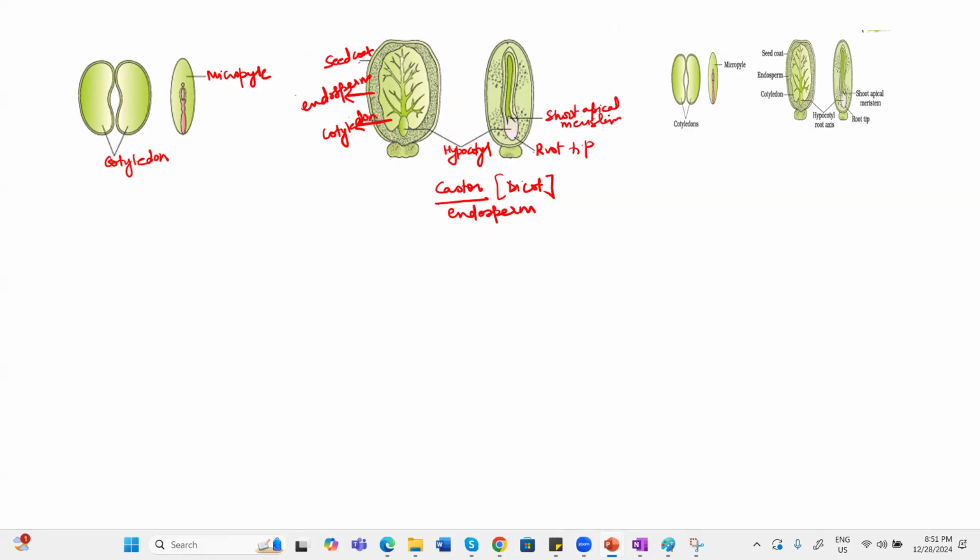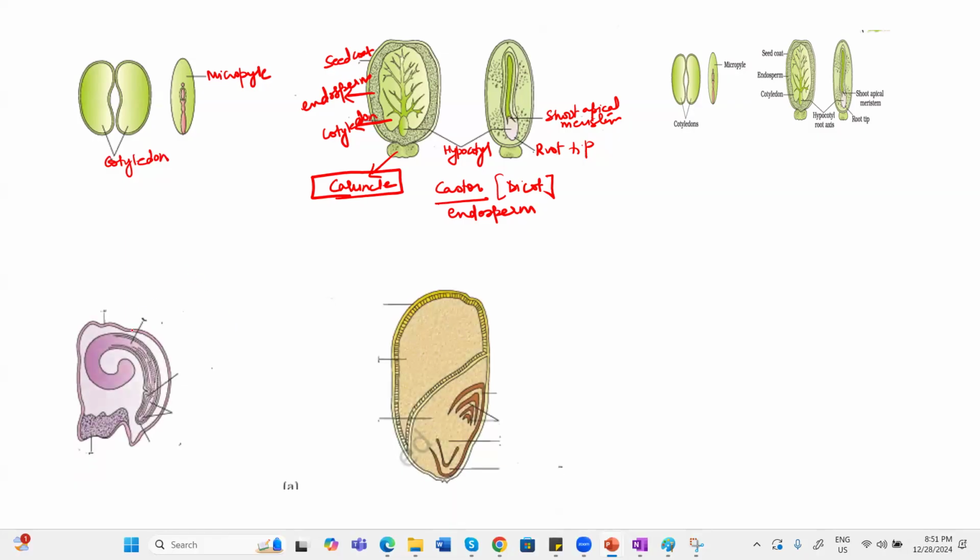Now, a little extra to understand, this structure is known as caruncle, which is responsible for the dispersal of the seed with the help of the ant. So caruncle is showing myrmecochory. The suffix chory is used for seed dispersal. Is it clear?